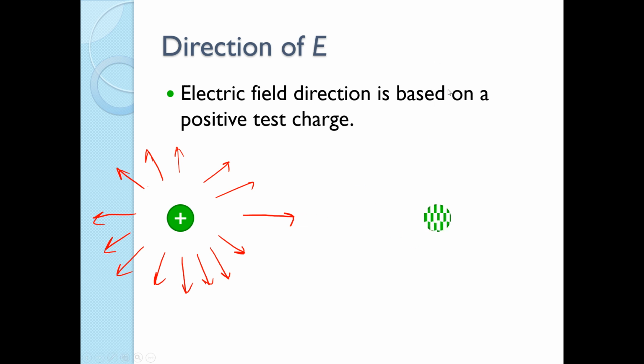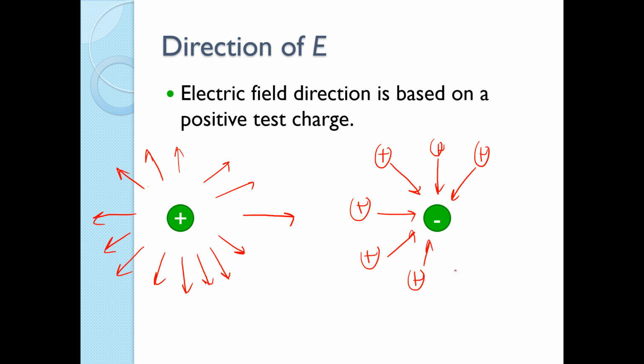Now for a negative charge, the opposite is true, because a negative charge will drag positive charges towards it. So that's the direction of the electric field for a negative charge. A negative charge has an electric field that drags things towards it. There we go. Didn't mean to erase that arrow, but there we go.